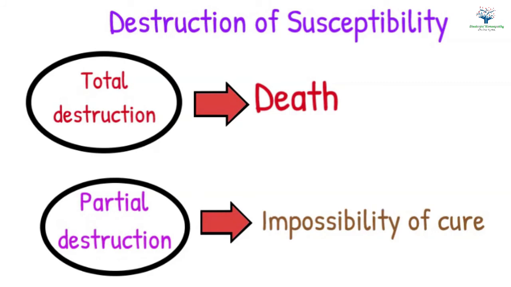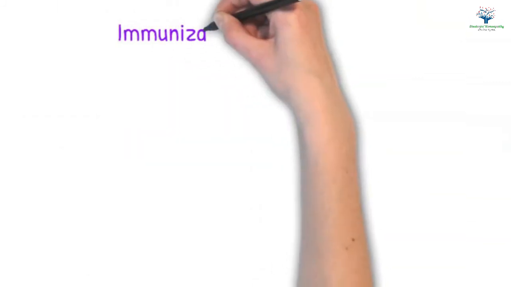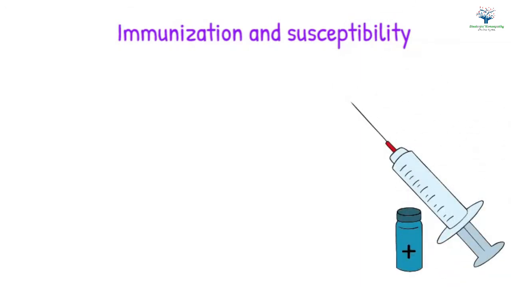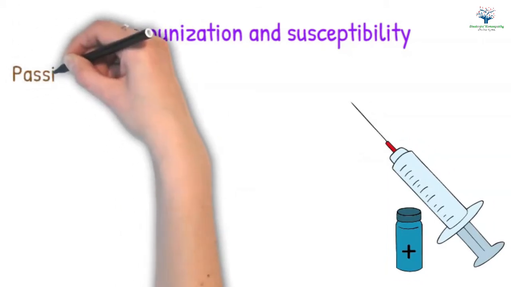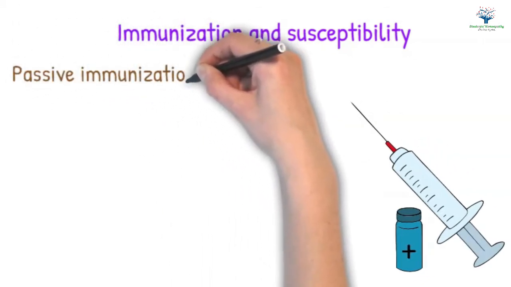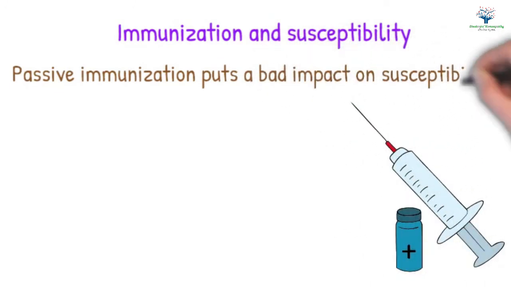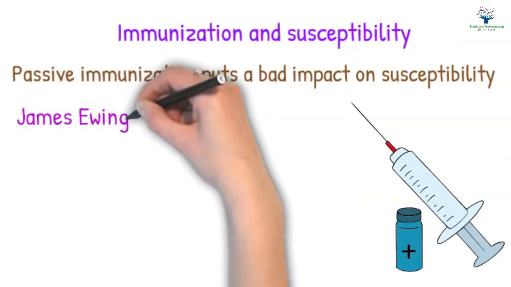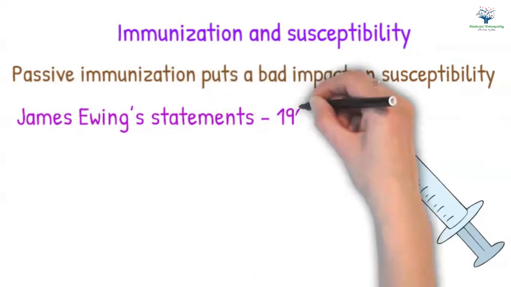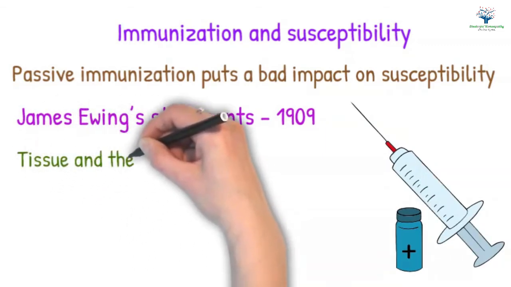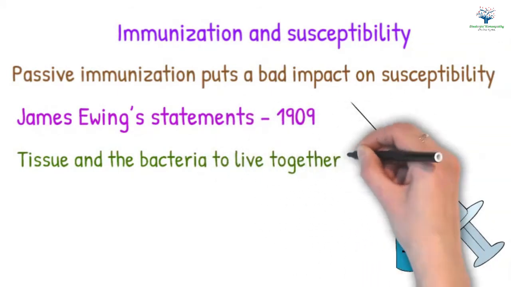So coming to immunization and susceptibility. He points out how the process of immunization, especially passive immunization, meaning immunization through the administration of antibodies, can put a bad impact on susceptibility. To justify this, he quotes Professor James Wing's statements on immunity made in the year 1909, which state that the process of passive immunization can harm the organism, and suggests that effort must be made in the future to enable the tissue and the bacteria to live together in peace rather than to produce a state where the serum is destructive to the bacteria.